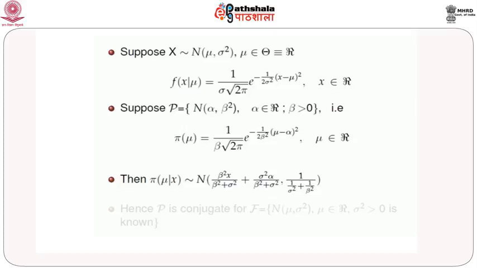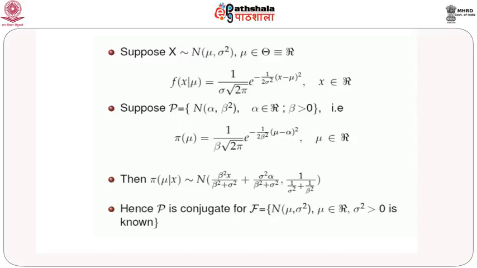Then it can be shown that the posterior distribution of mu given the observation x also follows a normal distribution, and the mean of the normal distribution is (beta square x plus sigma square alpha) by (beta square plus sigma square), and the variance is 1 over (1 by sigma square plus 1 by beta square). Note that here the mean of the normal distribution is basically a weighted average, and the weights are actually the inverse of the corresponding variances, that is, the variance of the random variable x and the variance of the prior distribution.